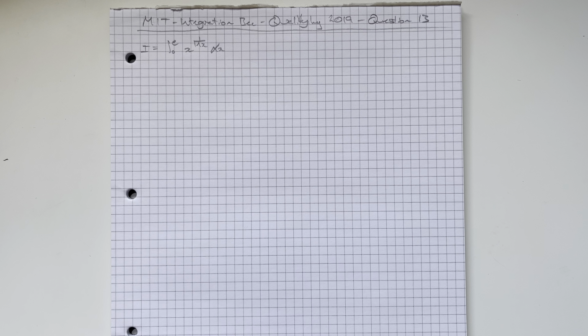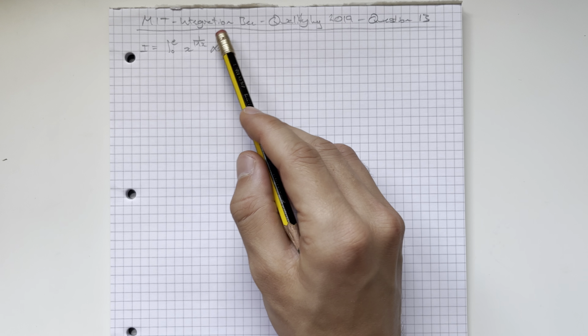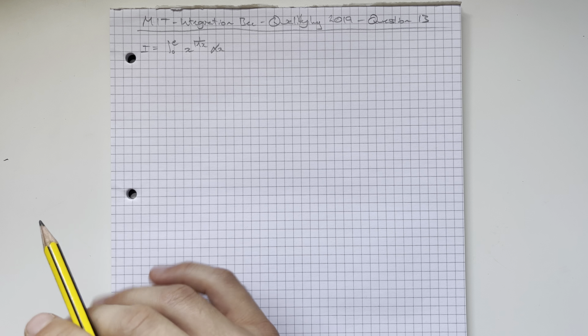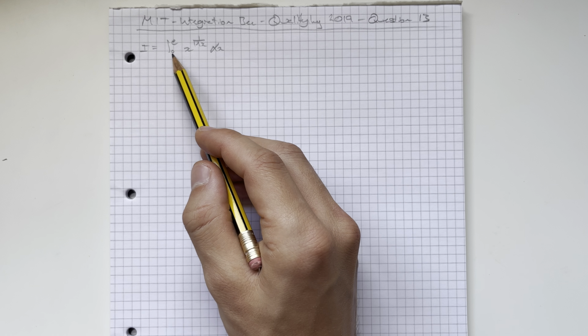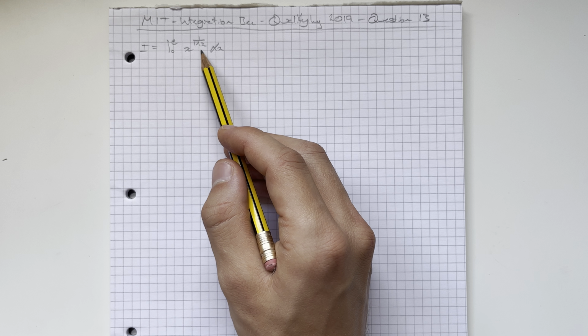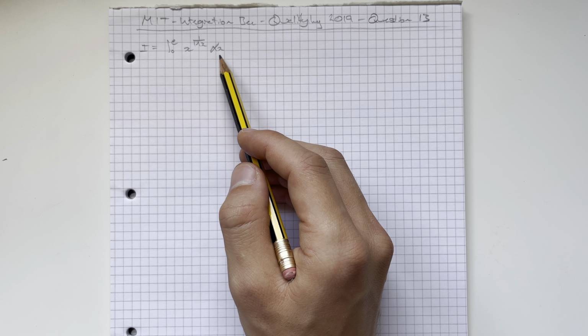Hello, today I'm going to show you this integral. It's from the MIT Integration Bee, the qualifying round in 2019, and it's question 13 from that. So the integral itself is we're going from 0 to e, and we're integrating x to the power of 1 over the natural log of x, all with respect to x.